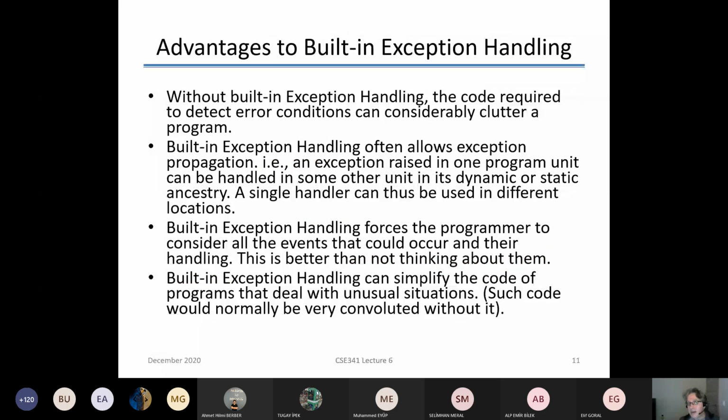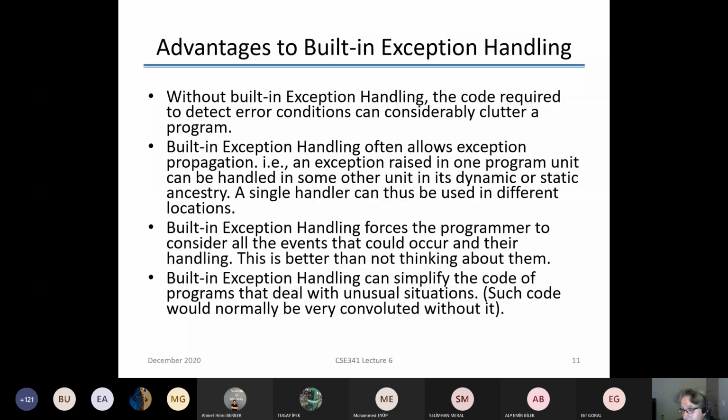When you have built-in mechanisms for exception handling, the advantages are such that without built-in exception handling, the code required to detect error conditions can considerably clutter a program. So this is one of the biggest advantages of having built-in exceptions, that you may be able to do the same thing in a much simpler way than if you want the user to do this programming.